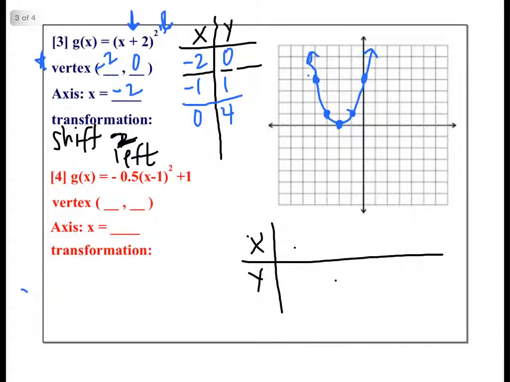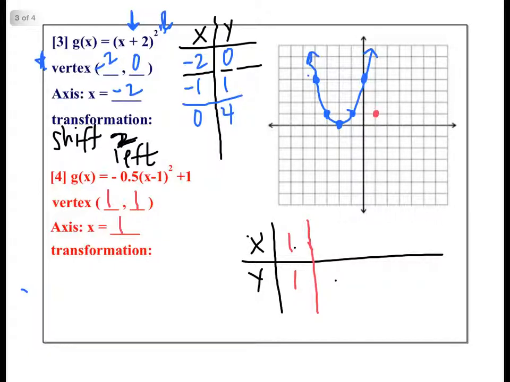And I can see that from my graph as well. All right, let's look at number 4. g of x equals negative 0.5 times x minus 1 squared plus 1. All right, this one's a little bit longer. Let's still start with our vertex. It's going to be at positive 1, because remember the parentheses lie, and then the y is also going to be positive 1. Axis of symmetry is at x is equal to 1. So I'm going to plug in, I know I have the vertex at 1, 1. So let's draw that in.